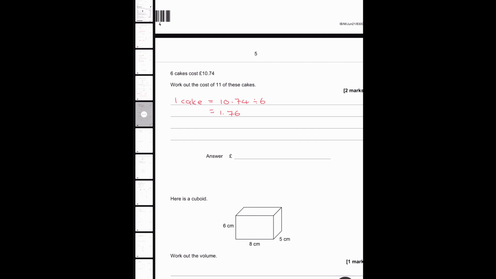Now, the question is not asking us for the price of 1 cake but rather for the price of 11, so let's multiply that £1 and 76 pence by 11. When we do this, we get £19 and 69 pence.